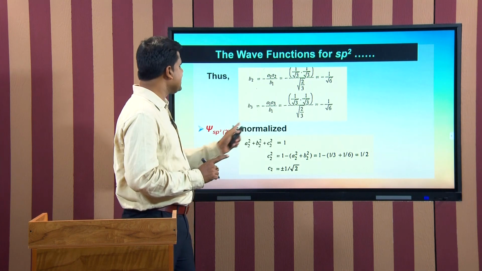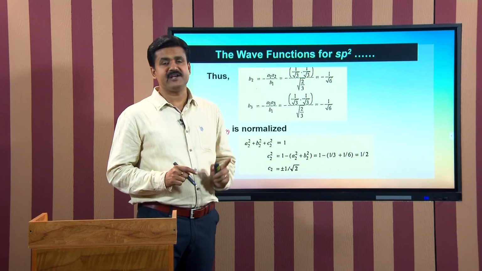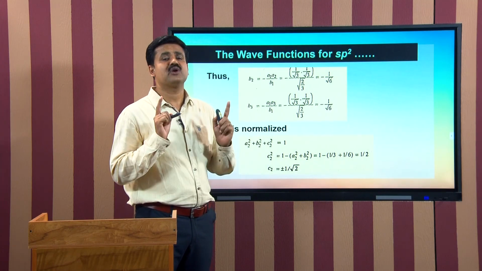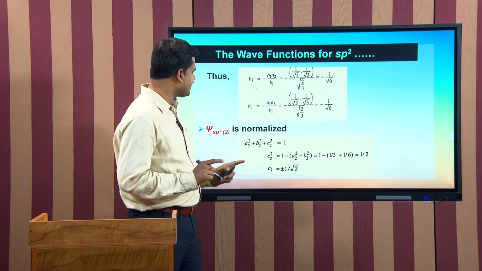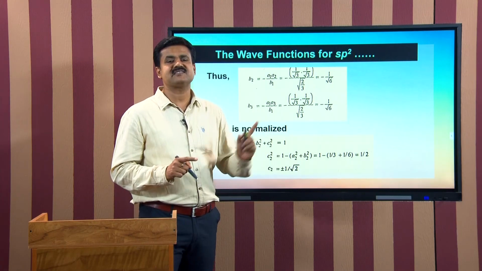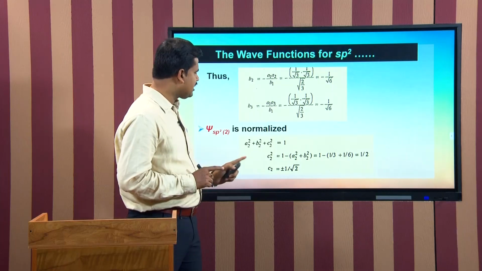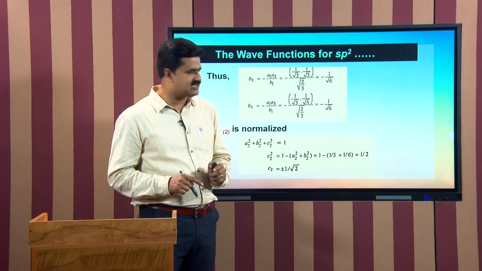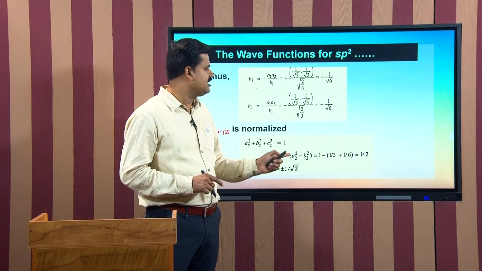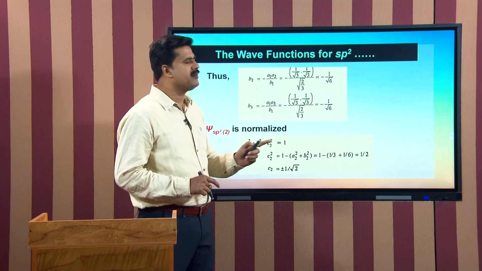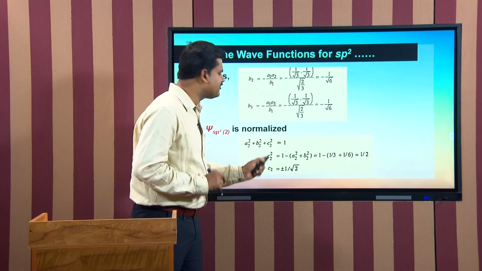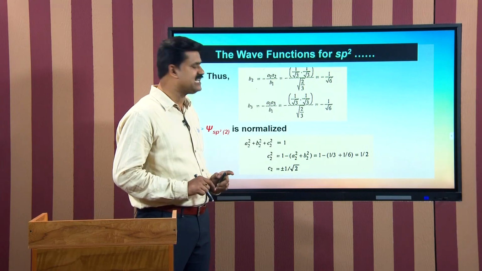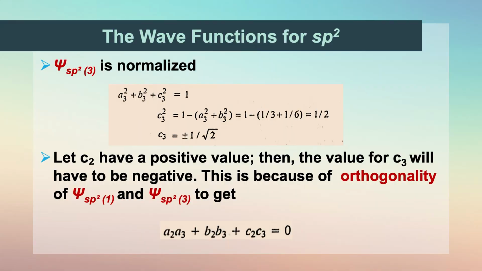Moreover, each psi sp2 function is individually normalized, as I already mentioned. Psi sp2 2 is normalized such that a2 square plus b2 square plus c2 square is equal to 1, or c2 square is equal to 1 minus a2 square plus b2 square, that is equal to 1 minus 1 by 3 plus 1 by 6, and the final result is the coefficient c2 is equal to plus or minus 1 by root 2.